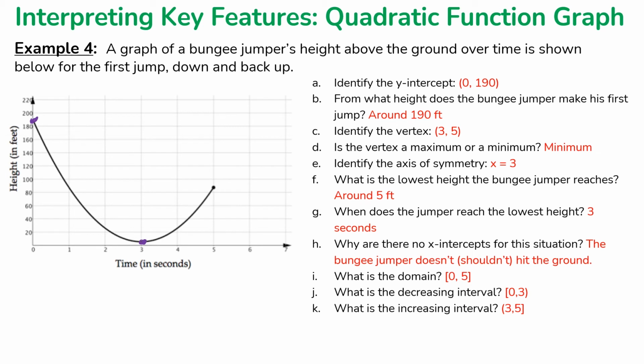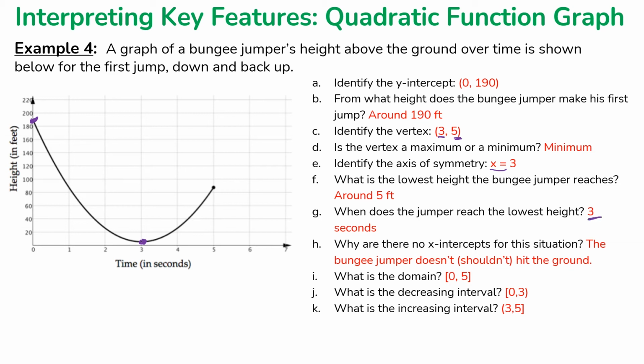It has a minimum because that is the lowest point on the graph. Axis of symmetry, the x value of your vertex, at x equals 3. The lowest height for the bungee jumper, that is the y value. All right. When does the jumper reach the lowest height? So how much time? In 3 seconds.